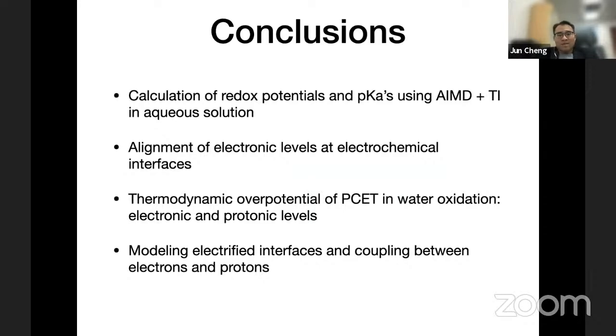I probably already spoke too much, but just very quickly, to summarize what I've been talking about. We basically have this ab initio molecular dynamics method combined with some thermodynamic integration for calculating the redox potential and the pKa's. That's basically the free energy of transferring one electron and one proton separately, okay? And we use this computational standard hydrogen electrode that allows us to align the electronic energy levels at the same potential scale so that we can compare the levels across the interface in a consistent manner.